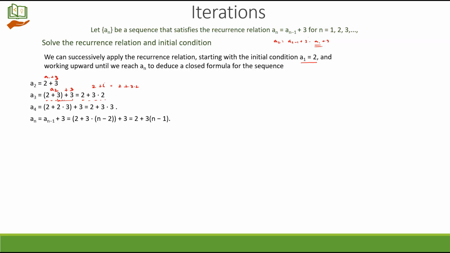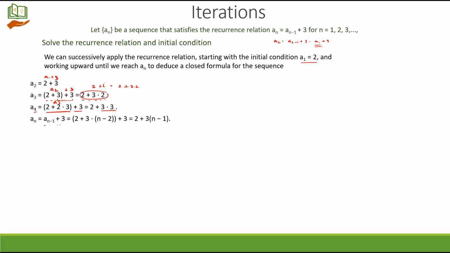Let's go to A4. You have to take A3 plus 3. Now take this to be A3 and then along with that you are having another 3. Now this 3 is getting added here. So this will become 3 into 3. Then you have AN which is equal to AN minus 1 plus 3.